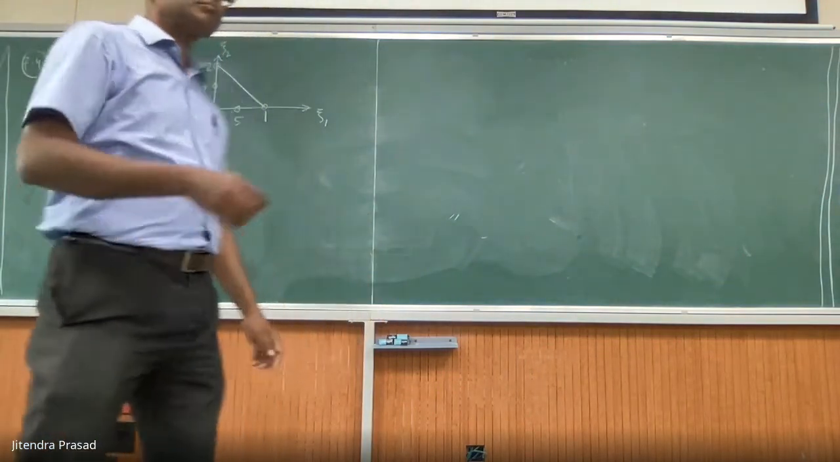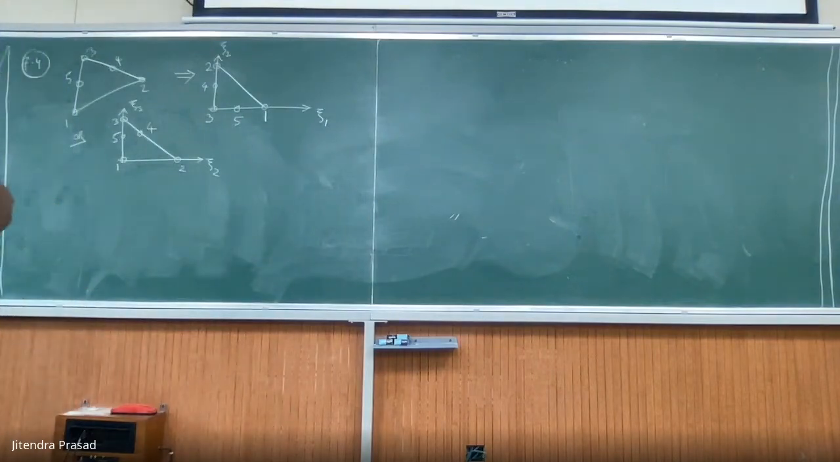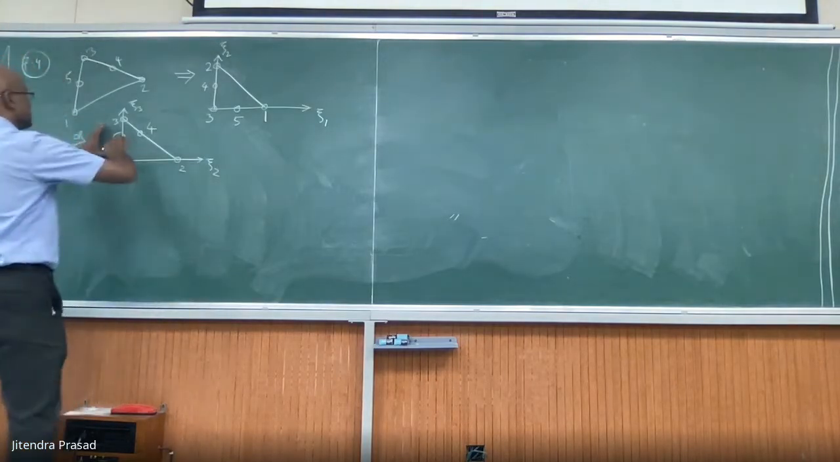Actually, we had the 1 and 3 line as xi1. We said we had xi1 there. Okay, got it.